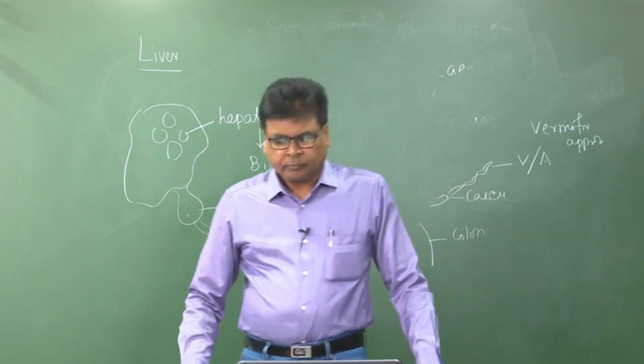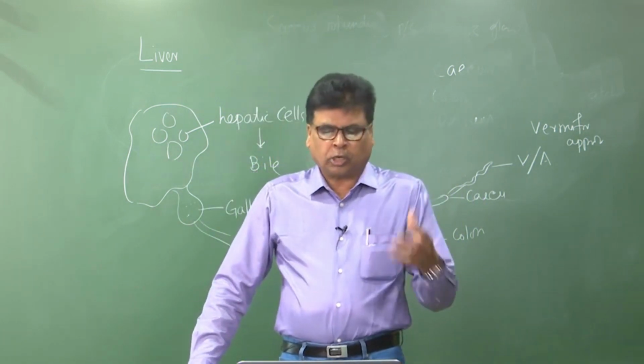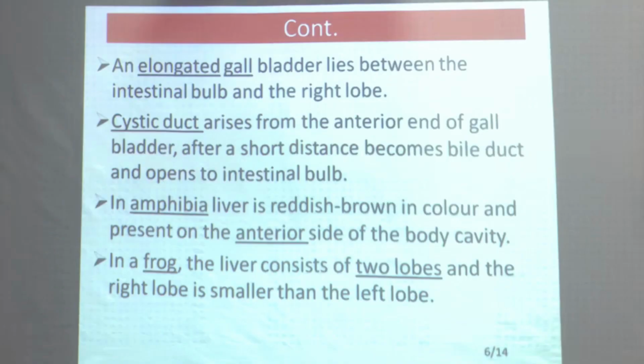Now come to the structure of the gallbladder. In case of fish, an elongated gallbladder lies between the intestinal bulb and the right lobe, as I showed in the picture. The cystic duct arises from the anterior end of the gallbladder. After a short distance it becomes the bile duct and opens into the intestinal bulb. In case of amphibia, the liver is reddish brown and present on the anterior side of the body cavity. Especially in frog, the liver consists of two lobes, the right lobe and the left lobe, and the left lobe is smaller than the right lobe.